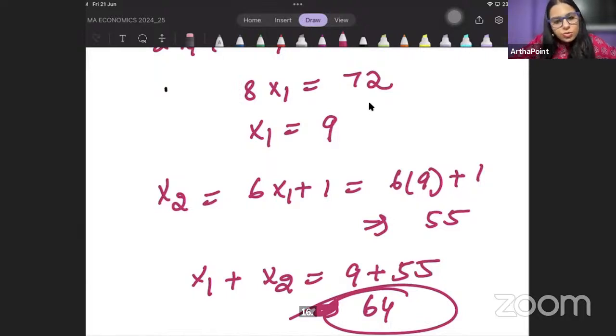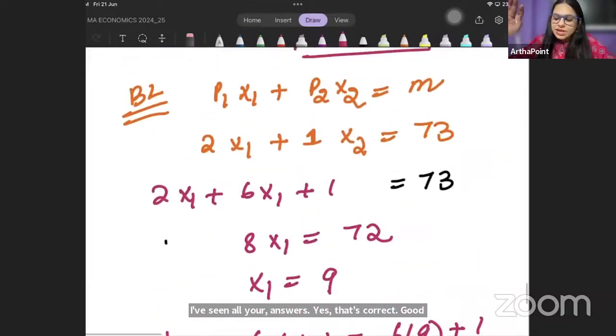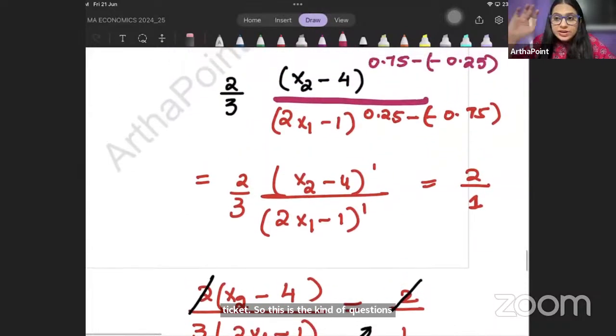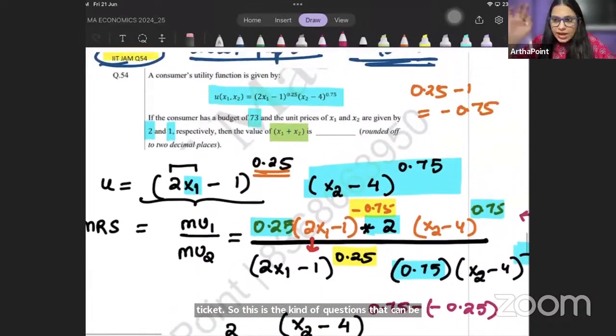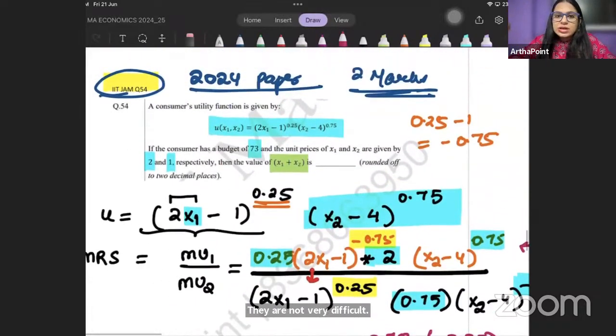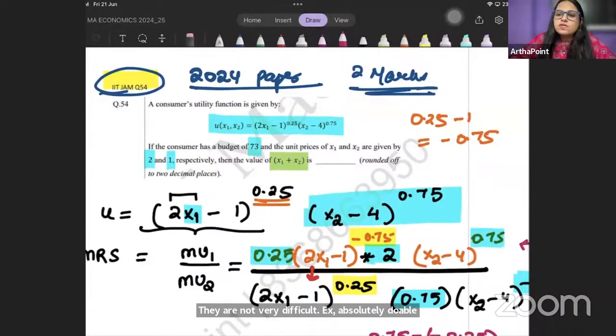Correct, correct, correct. Okay, good. Good. I have seen all your answers. Yes, that's correct. Good. Okay. So this is the kind of questions that can be asked in exam. They are not very difficult. Absolutely doable questions हैं बेटा. And you must be able to solve these. नहीं हो रहे हैं, sit over the weekend, look into the lectures and redo them.